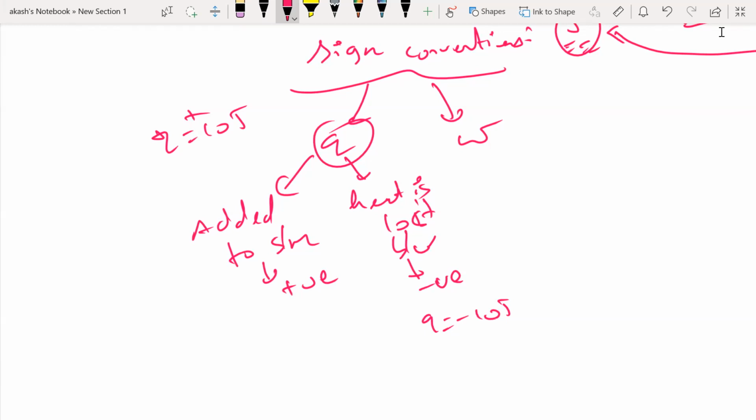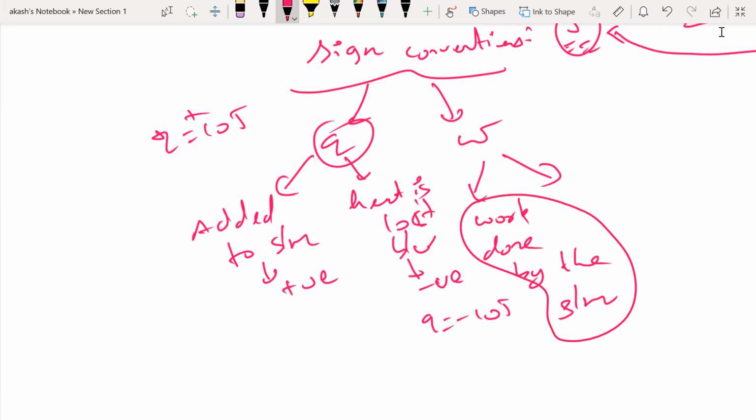So you have to read the questions very carefully. Then only you will be able to assign the signs. Next, coming to W, we have work done by the system. If the system does work, that is going to be a negative value. When the system does work, it is going to be a negative value.